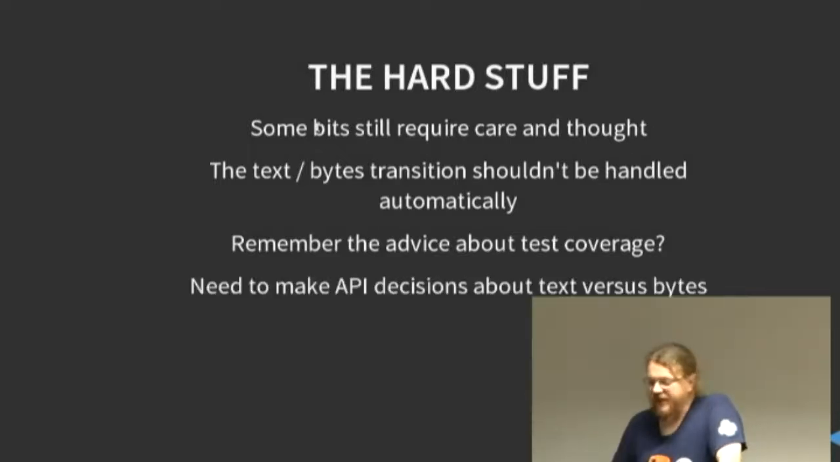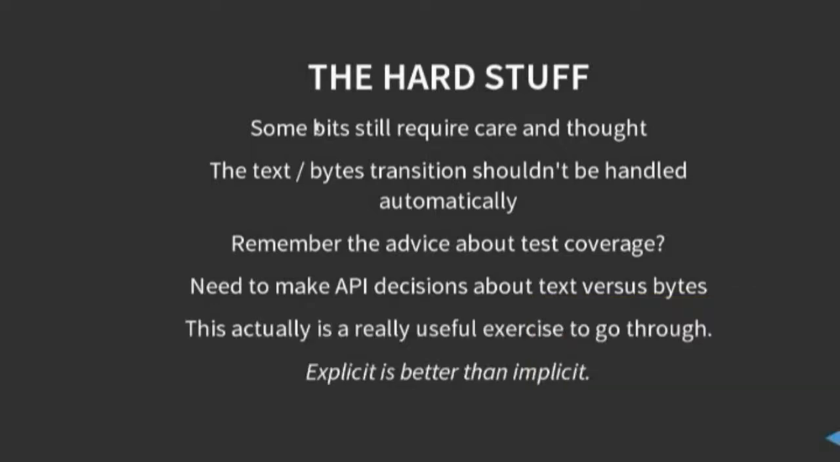You do need to make API choices about text and bytes. You need to think about this, and make sure you're doing the right thing for what your code is trying to do. People complain about this tremendously because it is painful and tedious and requires thought, but it actually is a really useful exercise to go through. If you've done this on a large code base, your code ends up a lot better.